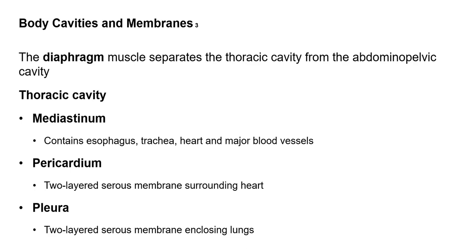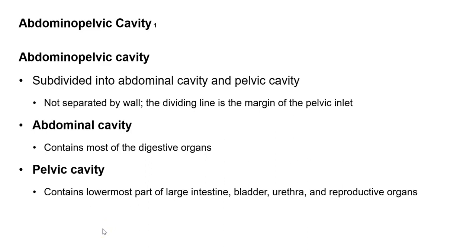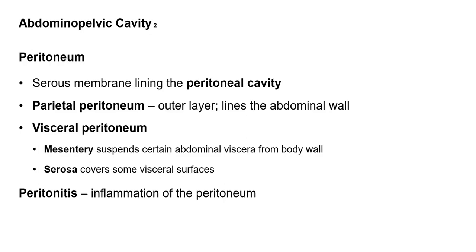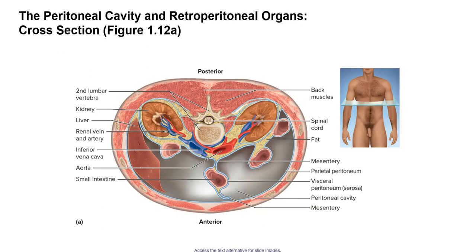Each of these cavities is going to have a membrane. The pericardium is surrounded by a serous membrane known as the pericardial membrane. The pleural cavity is surrounded by membranes known as the pleural membranes. Within the abdominal and pelvic cavities, we have the peritoneum. The peritoneum is the serous membrane lining the entire peritoneal cavity. And so I'm going to show you that, I believe, in a picture in just a moment.